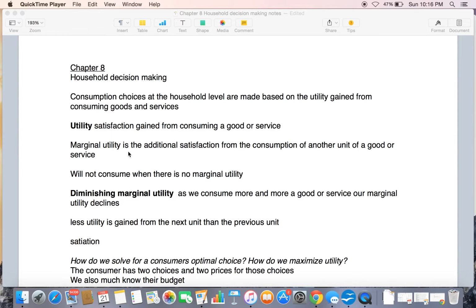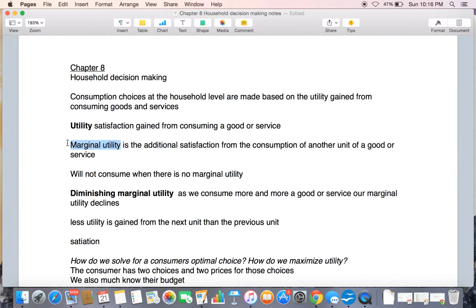A lot of times we need to look at the marginal utility of our consumption. Marginal utility is the additional satisfaction from the consumption of another unit of a good or service. So if I eat one hamburger, I'm going to get a certain amount of utility from doing that. If I eat two hamburgers, I'm going to have a certain amount of total utility from eating those two hamburgers. But I'm going to have a different amount of utility associated with eating the first hamburger versus eating the second hamburger. One of the rules that we'll notice is that we don't consume anything, whether it's a good or a service, if there is no marginal utility associated with it.